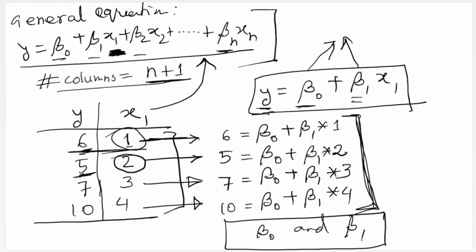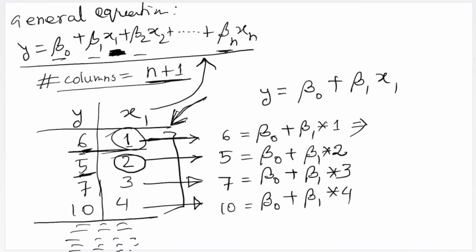Notice that we could have millions of entries in this dataset. For 1 million rows in the dataset, we will have 1 million such equations. We cannot use just 1 or 2 equations. We have to use all 1 million equations to come up with our best beta naught and beta 1.